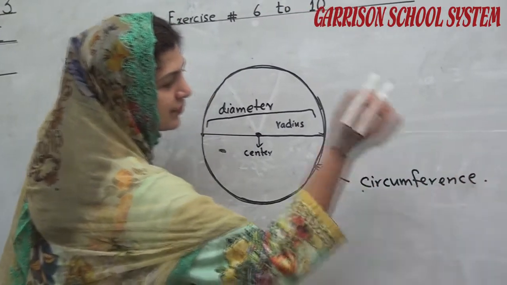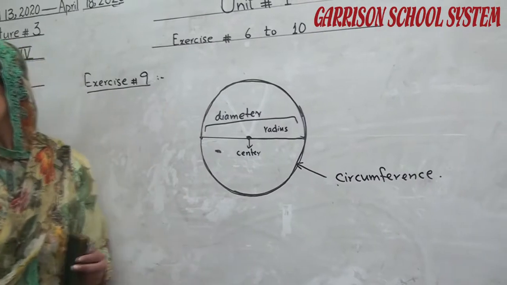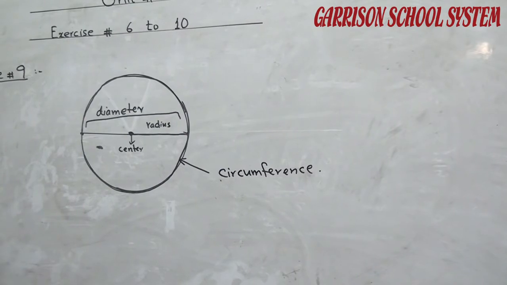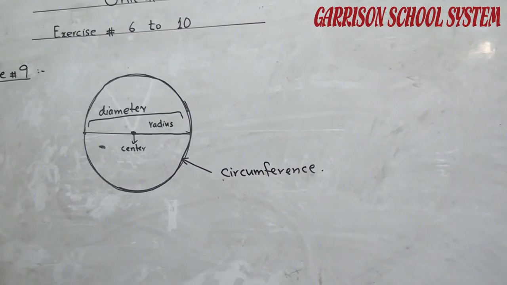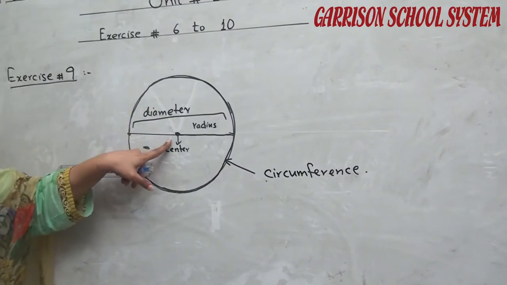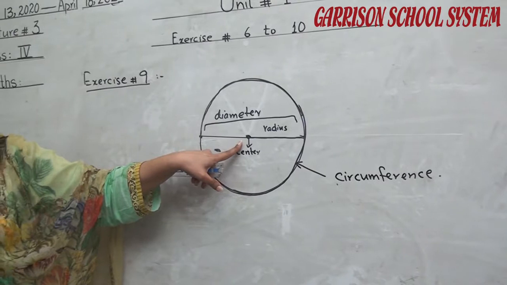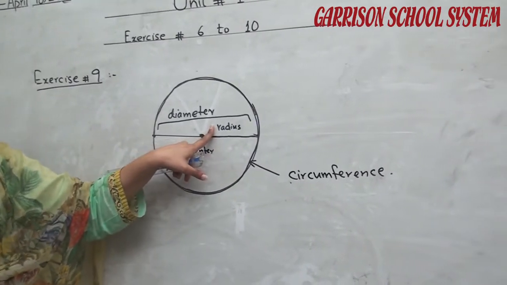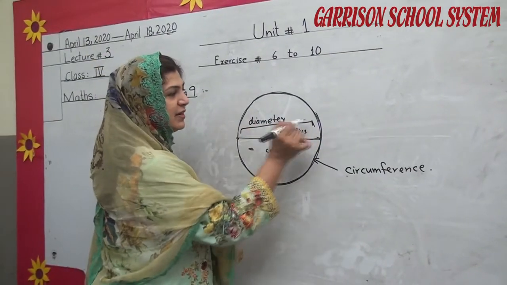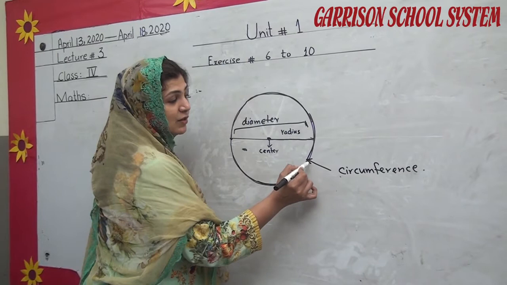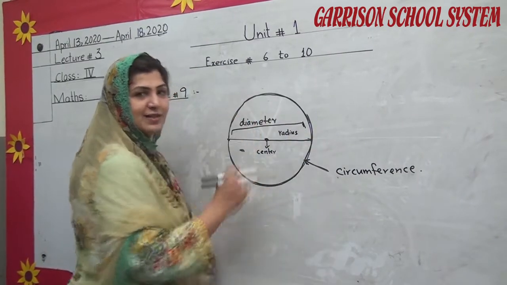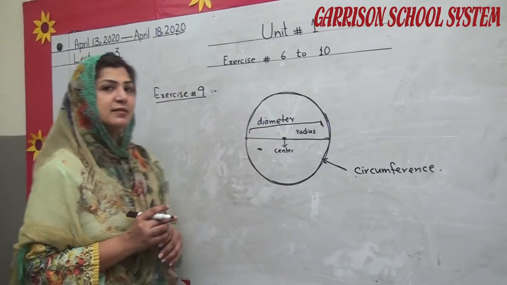Circumference. Okay? Now, in exercise number 9, we have to draw a circle. We have drawn a circle and marked its center. And after this we have found the radius, and after that the diameter, and after that we have to point out the circumference, and we have pointed out the circumference. So in this way exercise number 9 is completed.